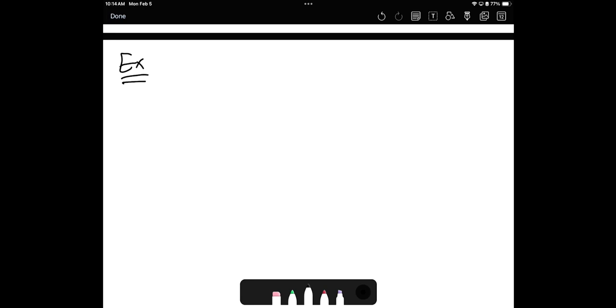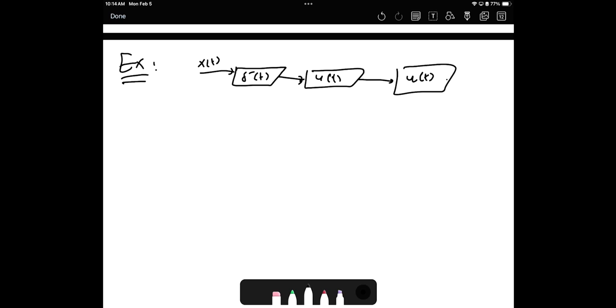Example number 1. So let's assume we have x of t here, then there is delta prime of t, u of t, another u of t, then y of t. Our target is to calculate what's y of t. According to our analysis, y of t is x of t convolution with delta prime of t, convolution with u of t, convolution with u of t. Is this correct?